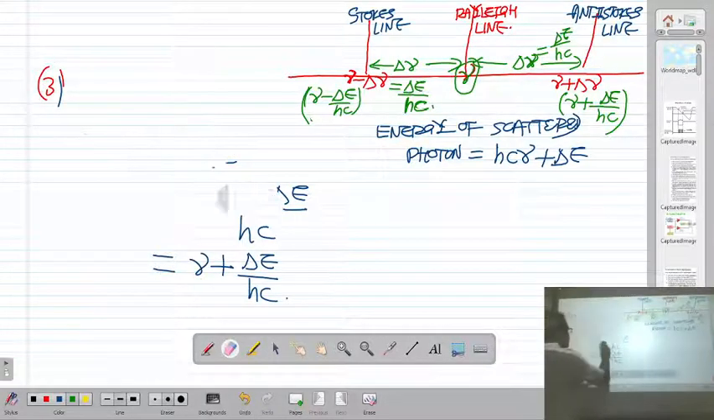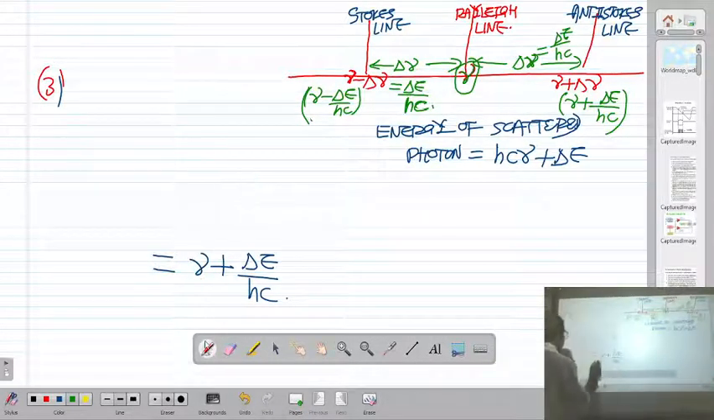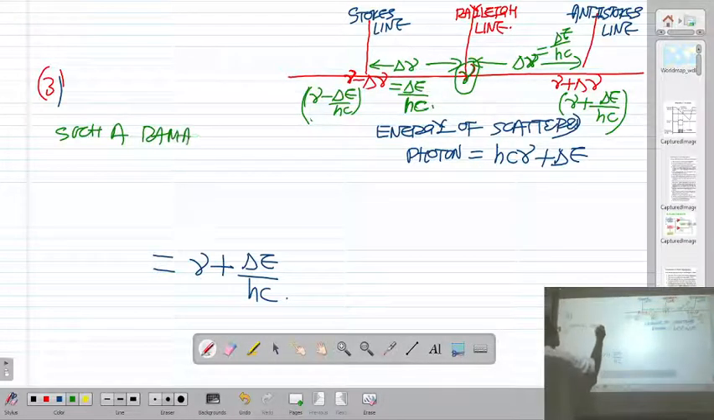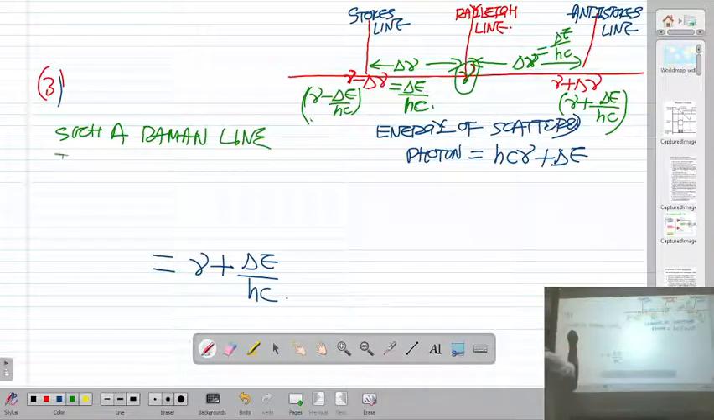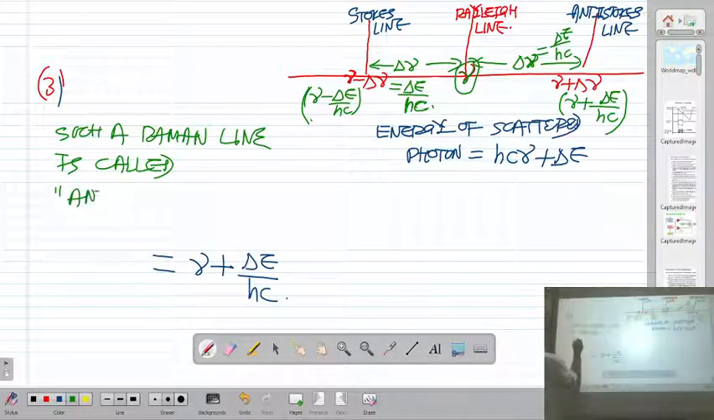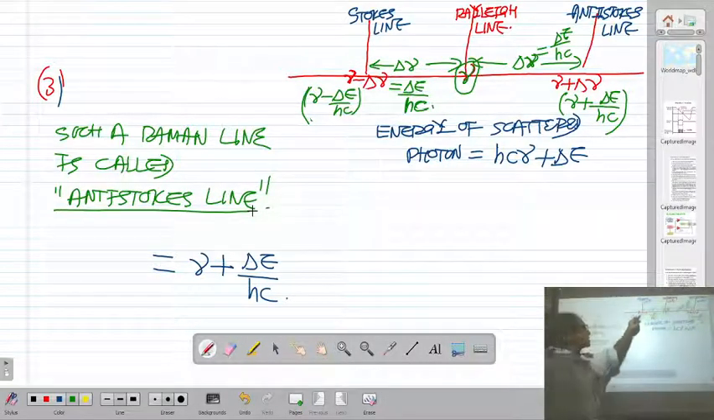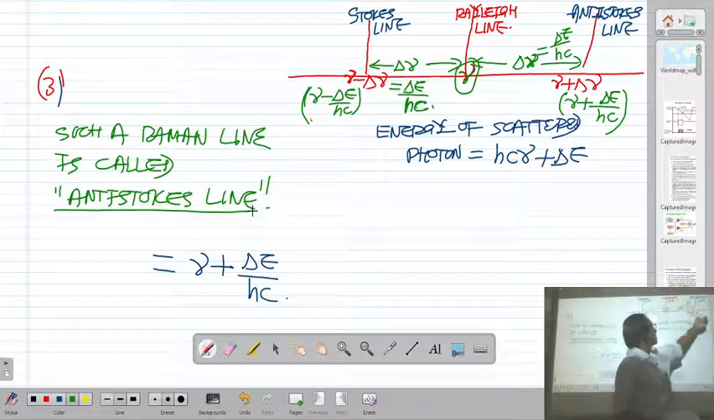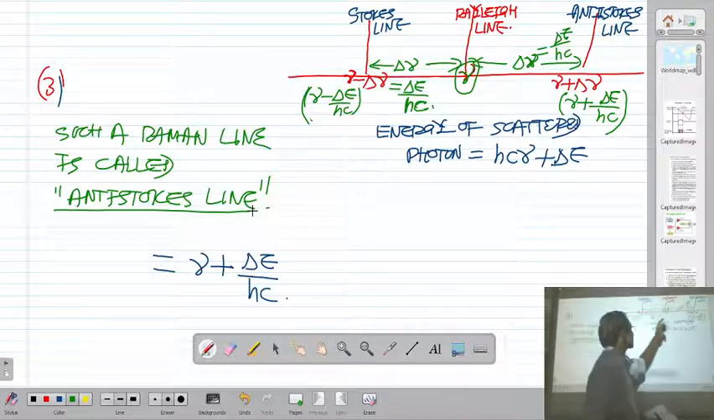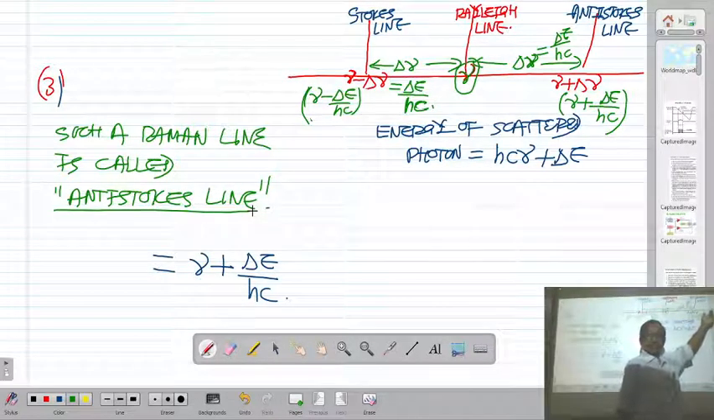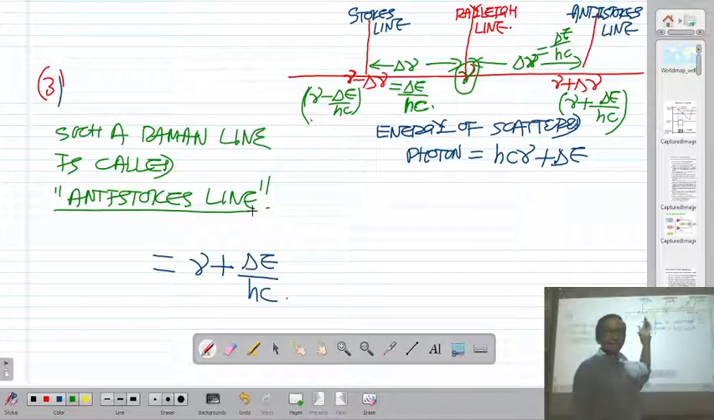Such a Raman line is called an anti-Stokes line. So the wave number of the Stokes line is nu minus delta E upon SC, and the wave number of the anti-Stokes line is nu plus delta E upon SC. Such a Raman line whose wave number or frequency is higher than the wave number of the Rayleigh line is called an anti-Stokes line.